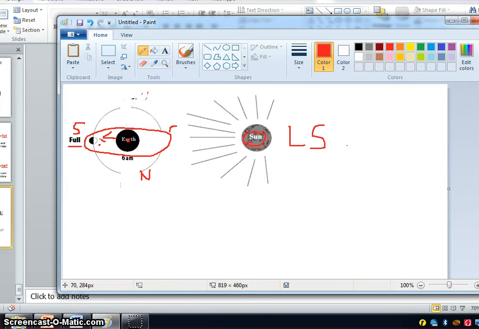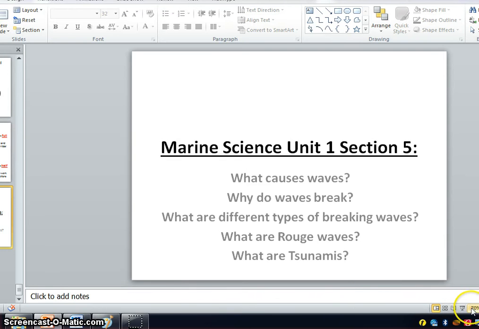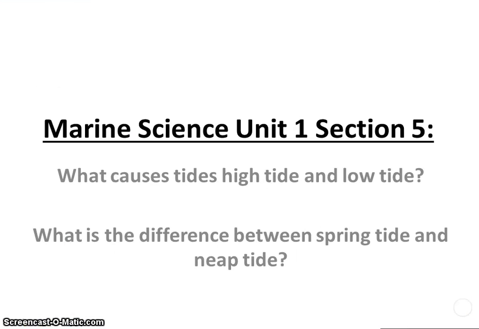Remember, spring tides, large difference between the tides, and neap tides, small difference between the tides. Spring tides are on full and new moons. Neap tides are on quarter or half moons. What causes the tides, high tide and low tide specifically, is the moon's pull on Earth's water. Your high tide will always be directly under and opposite the moon. Your low tide will always be to the side of the moon.